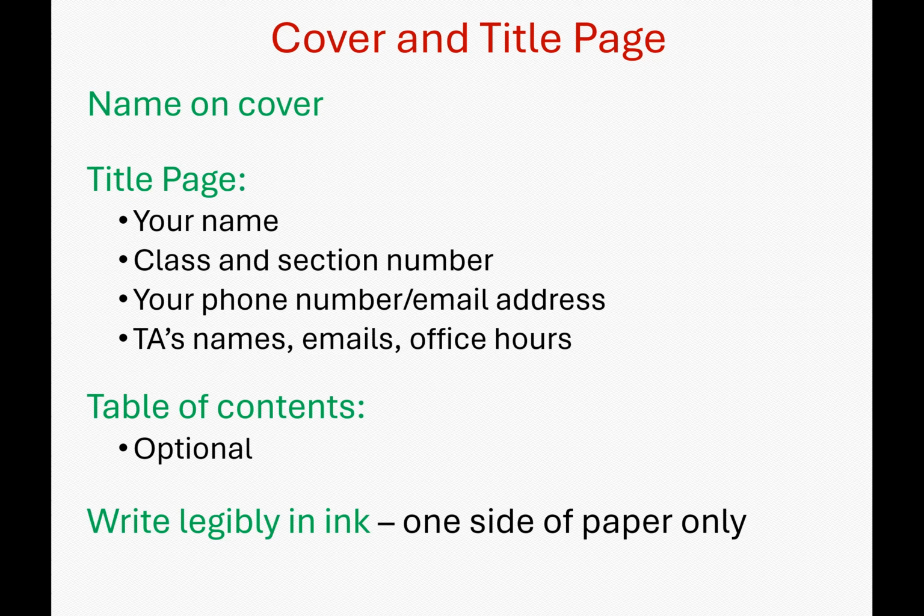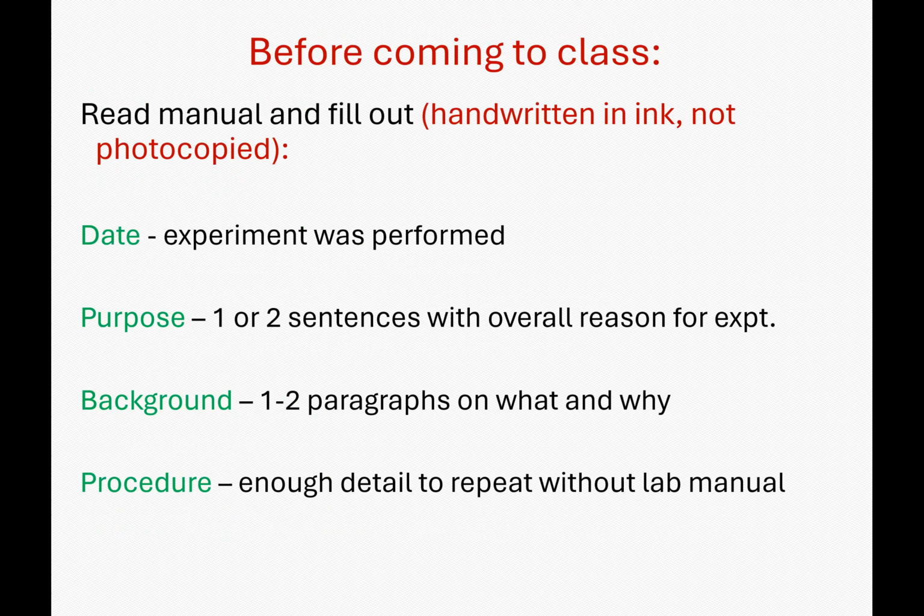A table of contents is optional. It can be helpful, but our inexpensive little notebooks don't have page numbers, so it's up to you. And you need to write legibly in ink in your notebook on one side of the paper only. In science, we try not to hide data, and so the ink, to make sure that you can't easily delete things. You'll never white out your data. If you have data that's bad, you'll simply draw a line through it, so it's still readable.